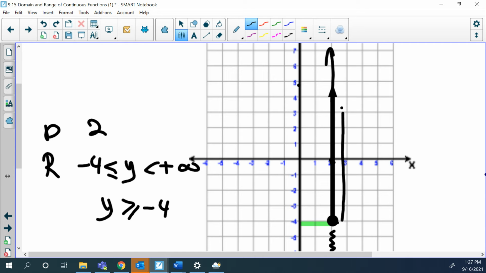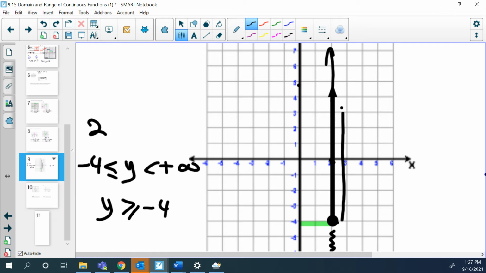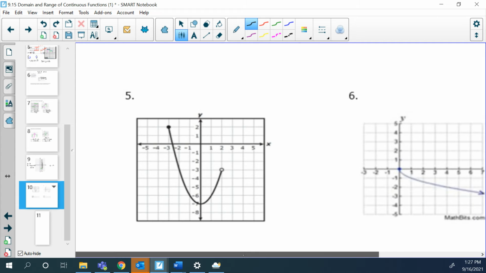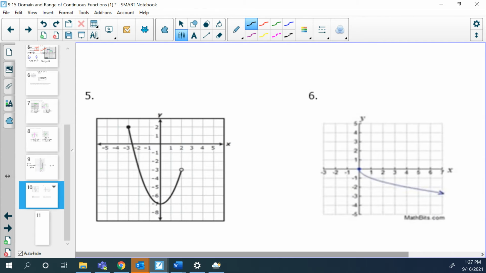All right. Next, these last two, one I want to get to. Number 5. Again, what is a domain? Again, remember we start on the left side where the graph starts. So, highlighter.